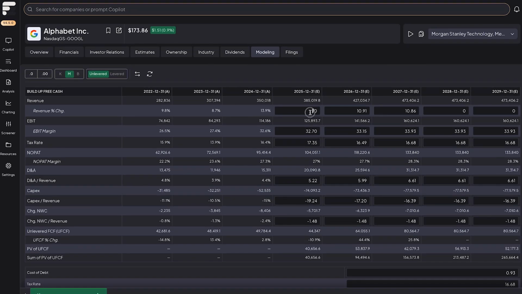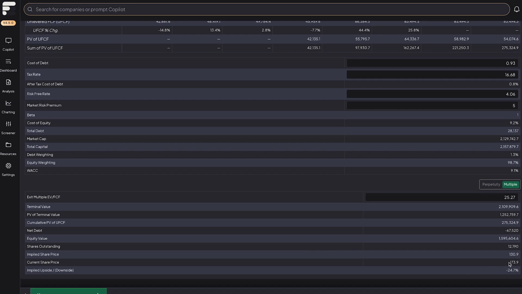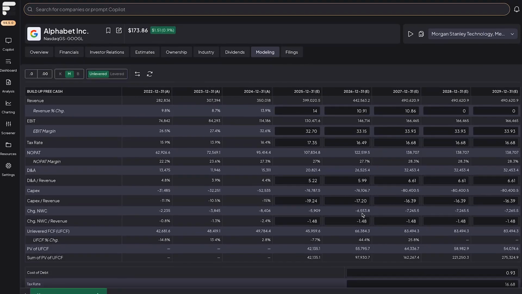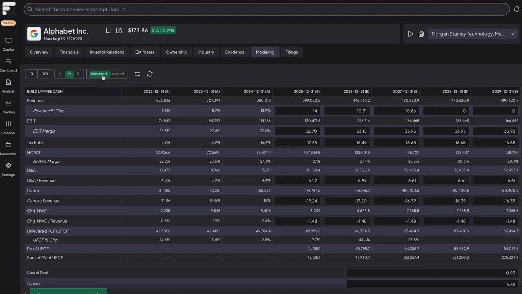However, for example, if I wanted to change, Google, for example, is going to increase their revenue by 14% this year. Whoops, not 140, 14%. Then I can just play around with some of the numbers and just see where I think the share price might go to. But again, like I said, I don't fully know how to use this yet, but when I do, then I'll start using it in my videos and you'll see.